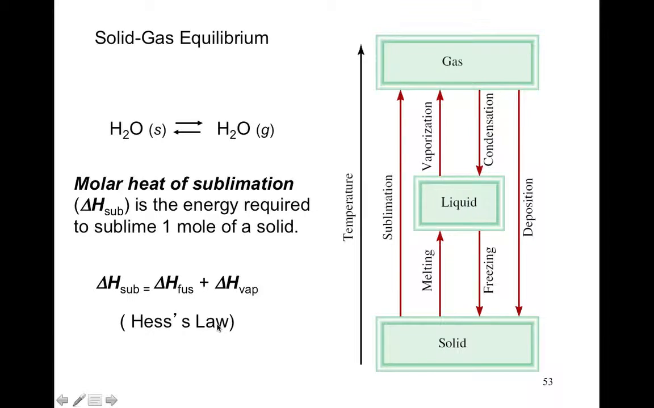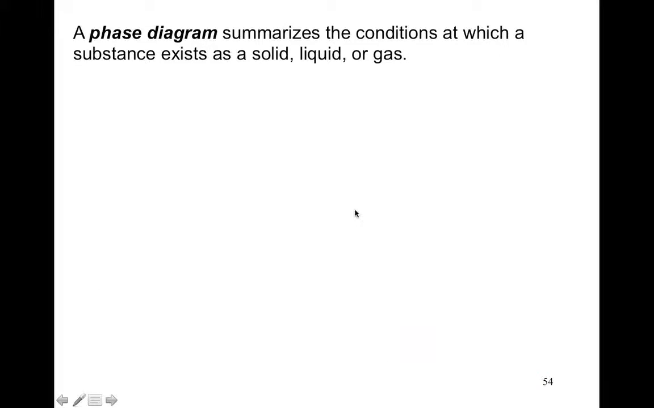Solid-gas equilibrium. The molar heat of sublimation is the energy required to sublime a mole of a solid. And so the heat of sublimation is equal to fusion plus vaporization. So to go straight from a solid to a gas, we can add up the heats from solid to liquid plus liquid to gas. Kind of makes sense. That's Hess's law, of course, taking separate steps and adding them up to the overall step. So there's sublimation and deposition on our graph from earlier.